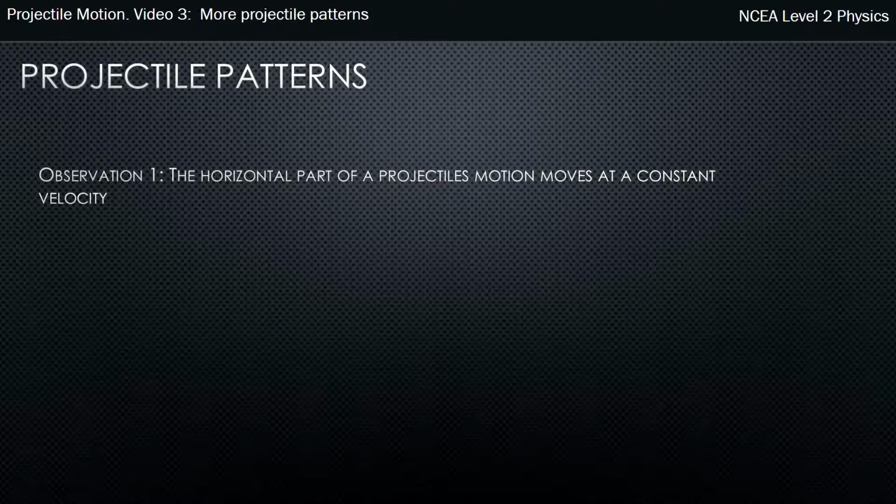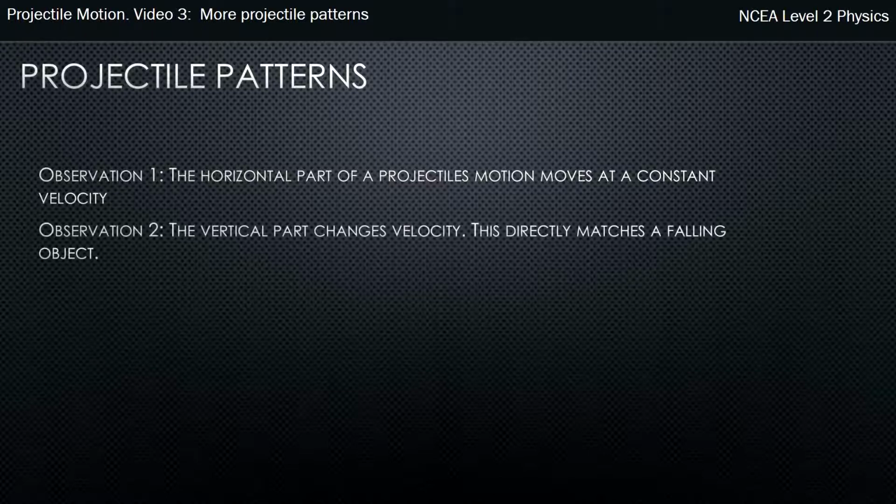The first is that the horizontal part of a projectile's motion moves at a constant velocity. That was in the first video of the basketball shot, and you saw that horizontally the ball moved the same distance each split second. The observation from the second video, which we're talking about now, is that the vertical part changes velocity. Now, when the basketball was moving upwards, that velocity was slowing down.